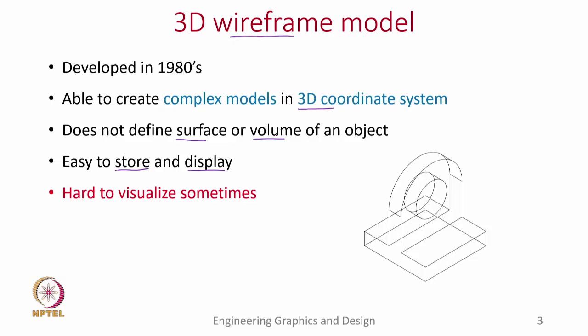The mathematical definition of the surfaces and the volumes is missing, and sometimes it is hard to visualize. Probably it is not shown here, but there are instances where for two different orientations of the object, the wireframe will look the same. Now, it creates a little bit of ambiguity. So, you are not sure which orientation of the object you have to look at. So, these are some of the disadvantages of using the wireframe models.